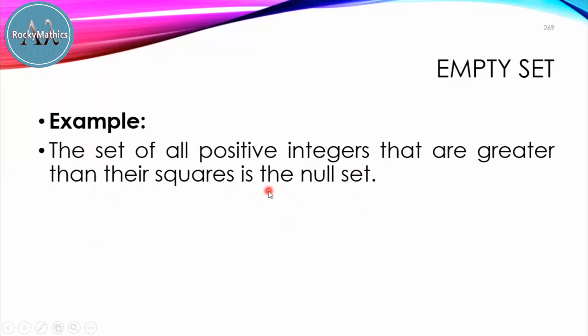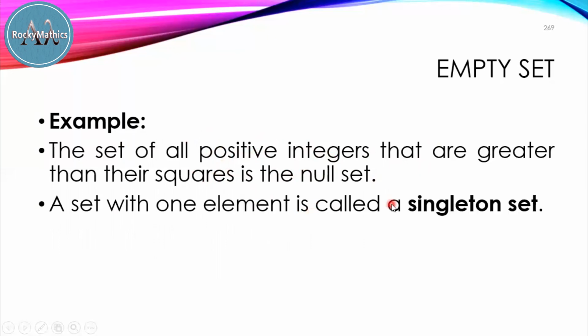Now, the set of all positive integers that are greater than their squares is the null set. For example, 1. The square of 1 is 1, but 1 is not greater than 1, right? How about 2? 2 is a positive integer and the square of 2 is 4. But 2 is not greater than 4, right? Because it says here all positive integers that are greater than their squares. So this statement is false, which makes the set null or empty, because it's impossible to have a positive integer that is greater than its square.